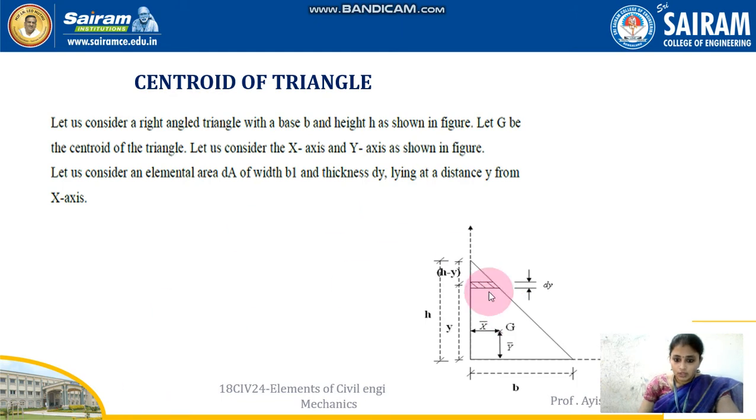Okay, the same. Here in this figure, you can see a triangle. We'll start the theorem: we shall consider a right angled triangle with base b and height h, as shown in the figure. Here also we shall consider the center of gravity point, that is G, the centroid point. We knew that the centroid point is located at x bar distance from the y axis and y bar distance from the x axis, the parallel distances, right? So x bar, y bar distance.